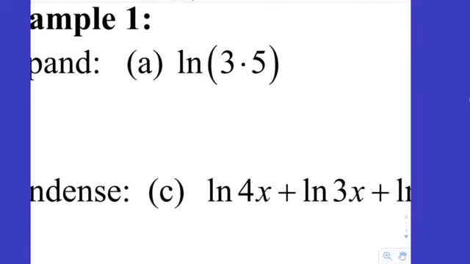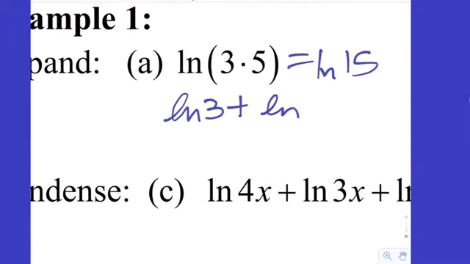Example 1, the natural log of 3 times 5. Well, we know that's the natural log of 15, right? Well, guess what else it's equal to? It's equal to the natural log of 3 plus the natural log of 5. Pretty easy, right? You have two factors, 3 and 5, so you're going to have two terms. They each get their own log, and you add them.